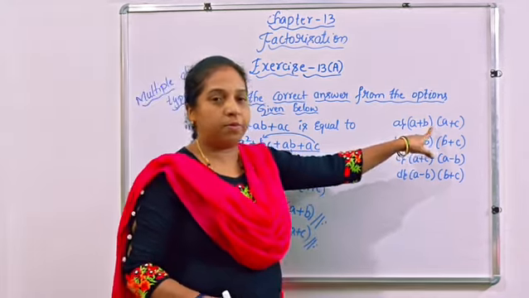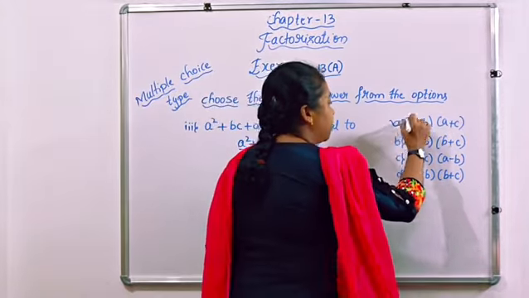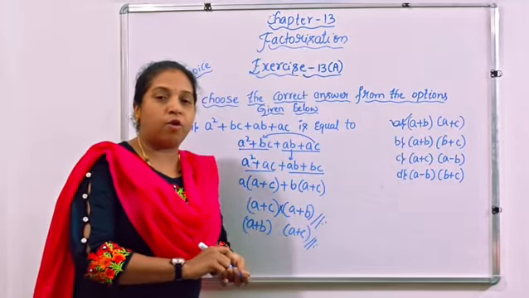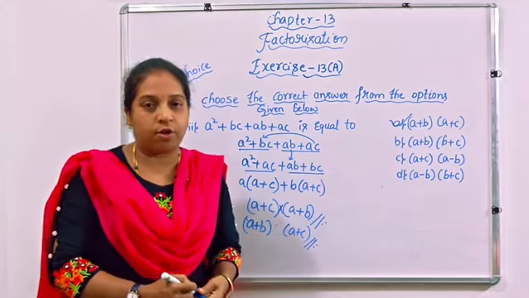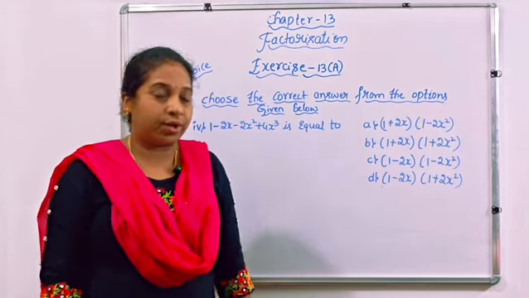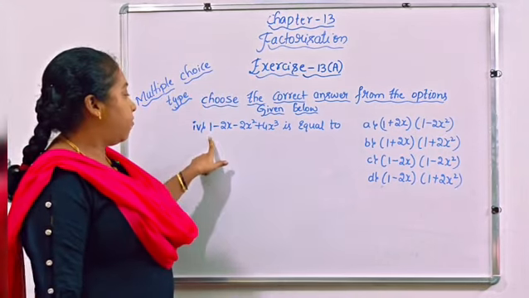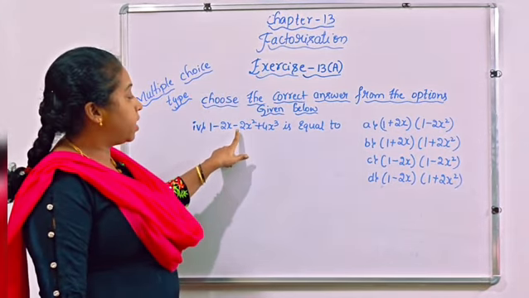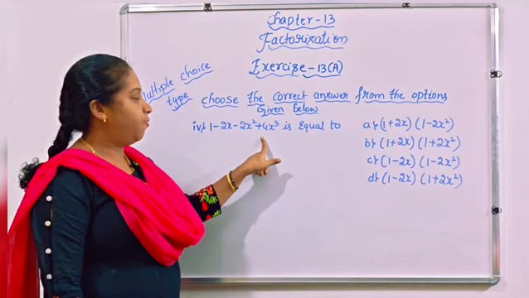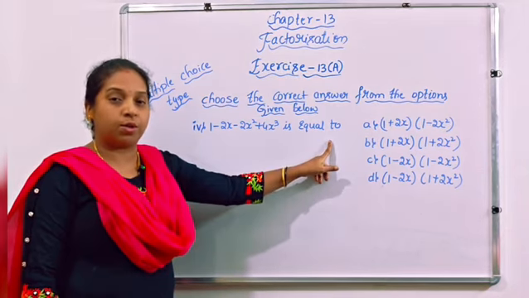Yes. So which one is? First option is right. Now we'll go for the next question, that is the fourth question. The fourth question is 1 minus 2x minus 2x square plus 4x cube is equal to.